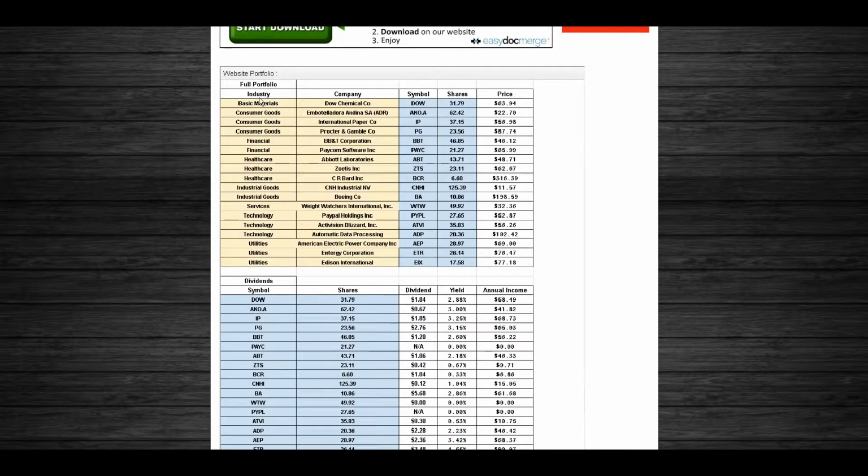So, okay, I have 7 out of the 9 industries. I have basic materials, I have the Dow, I have 3 consumer goods. You can't go wrong with IP and Procter & Gamble. Imbotelladora is a Coca-Cola distributor, and I will end up selling them. Oh, I think their dividend date is coming up. I think it's sometime this month.